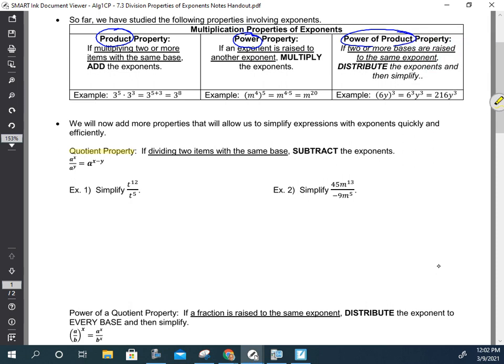Quotient property. If you are dividing two items with the same base, here's the key thing: you're going to subtract the exponents. So if you are dividing by the same base, you subtract the exponents. So let's do two examples of subtraction.